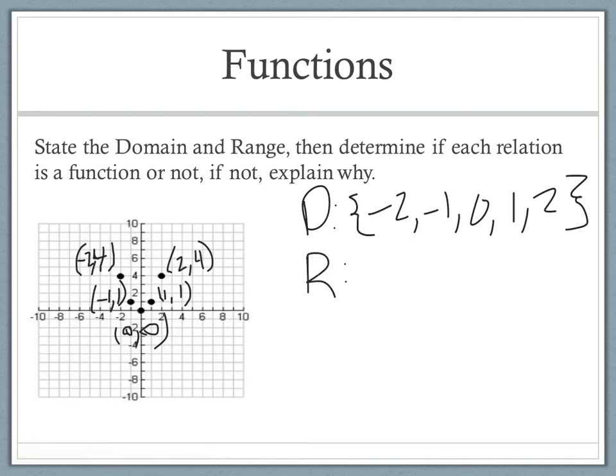So your range is your y values. Well, my lowest y is 0. Then I have 1 that happens twice, but I'm just going to write it once. And then 4 that happens twice. Okay, now is this a function?